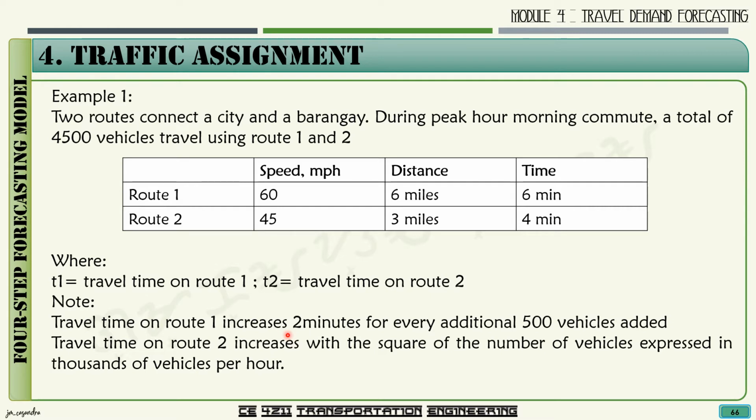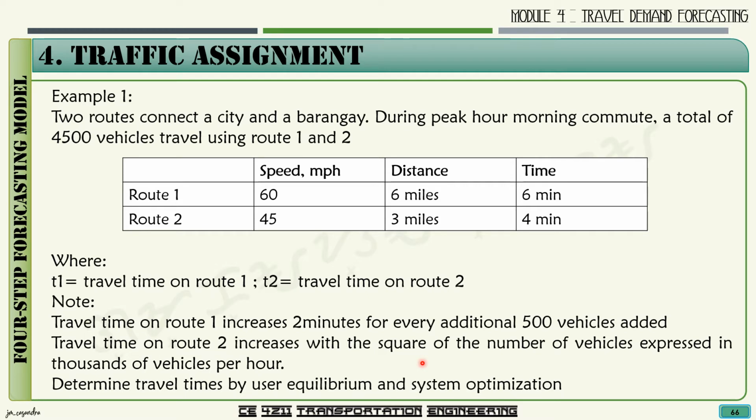And then for Route 2, the travel time will increase with the square of the number of vehicles expressed in thousands of vehicles per hour. So in Route 2, whenever the number of vehicles increases, the time will also increase with its square. To solve this, we will use our travel time by user equilibrium and system optimization, which is under Wardrop principle or the all or nothing principle.